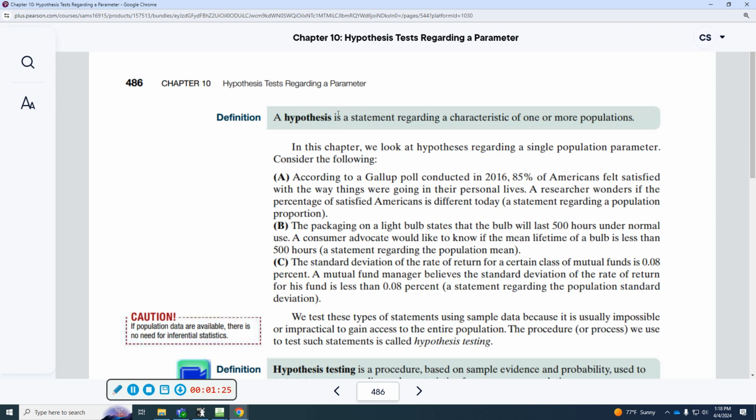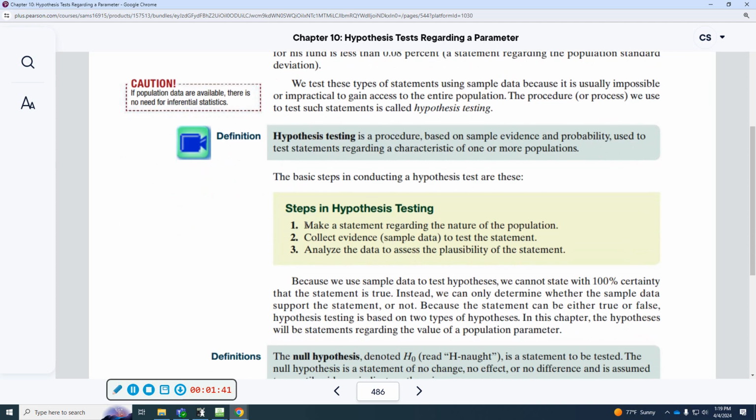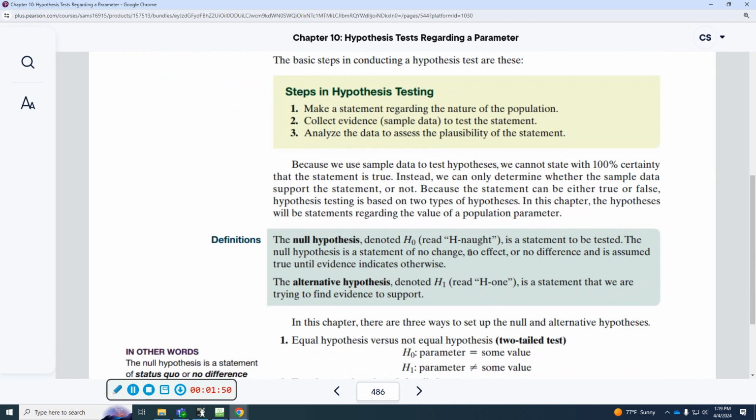definition of a hypothesis test, how it starts, procedure based on sample evidence and the probability, and we use that with the characteristics of a population. So here are the steps. We're going to make a statement regarding the nature of a population. We're going to collect evidence, sample data to test, and then we're going to analyze it. So you got 2 big things to decide on, the null and alternative.